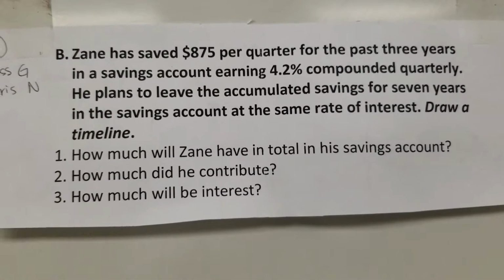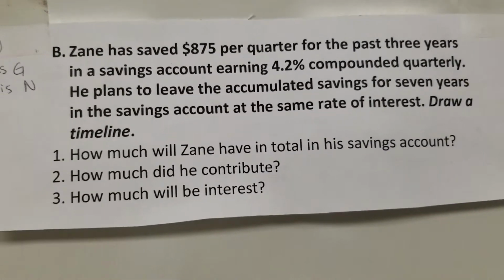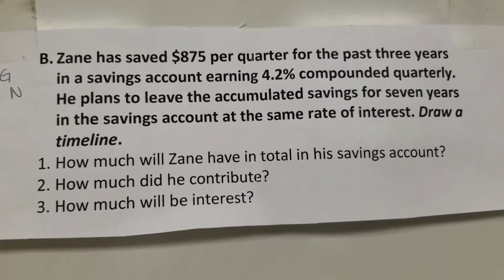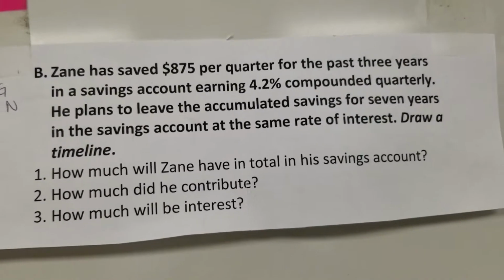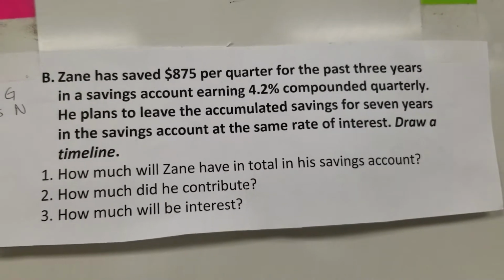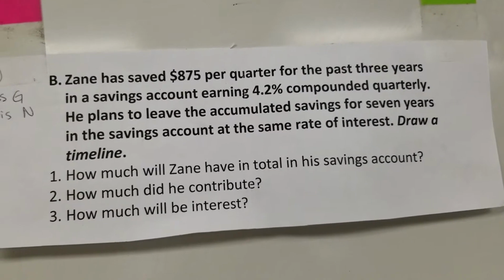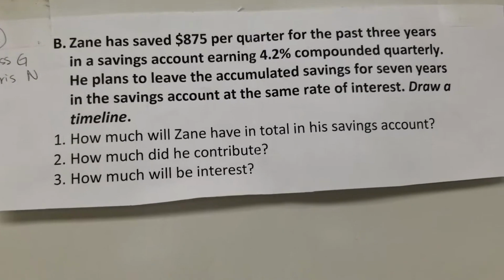All right, so our question was, Zane has saved $875 per quarter for the past 3 years in a savings account earning 4.2% compounded quarterly. He plans to leave the accumulated savings for 7 years in the savings account at the same rate of interest. How much will Zane have in total in his savings account? How much did he contribute? And how much will be interest?